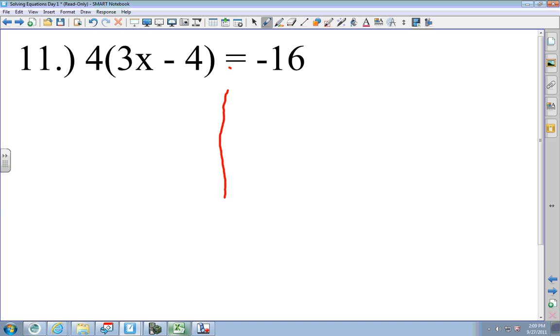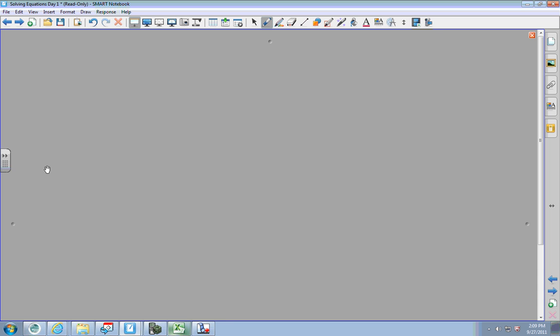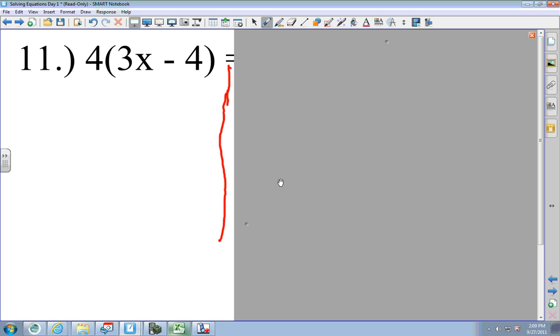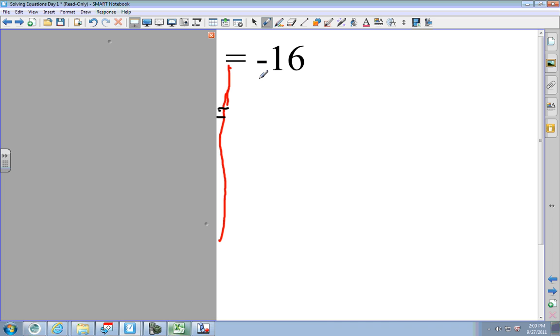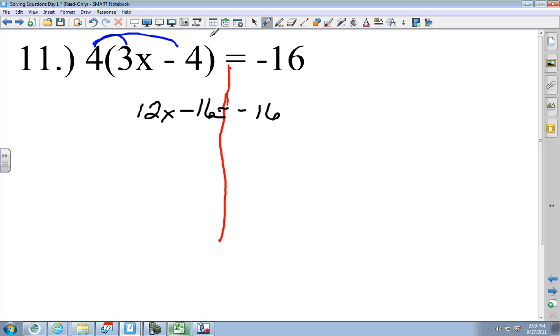I'm going to draw my line to keep it balanced. Let's cover up the right-hand side. Well, I've got 4 times 3x and 4 times negative 4. 4 times 3x, that's 12x. 4 times negative 4 is negative 16 equals. Now, if I cover up the other side, there's nothing else there except for negative 16, so I'll subtract 16 from each side.